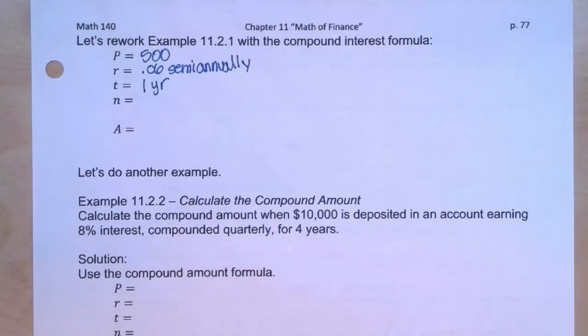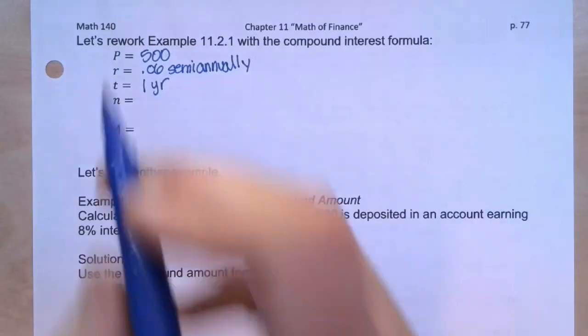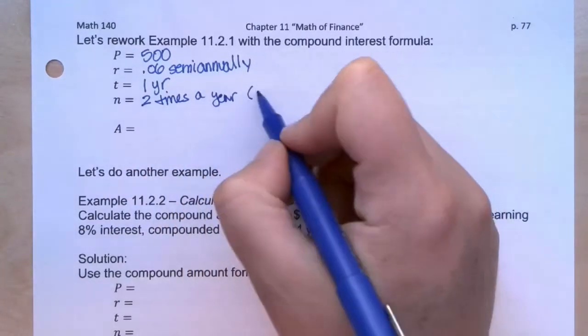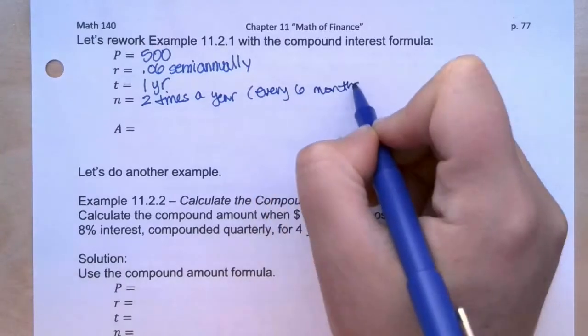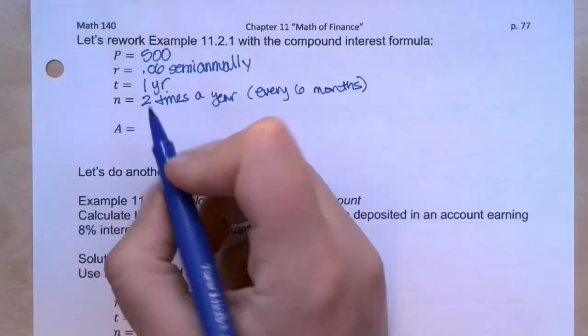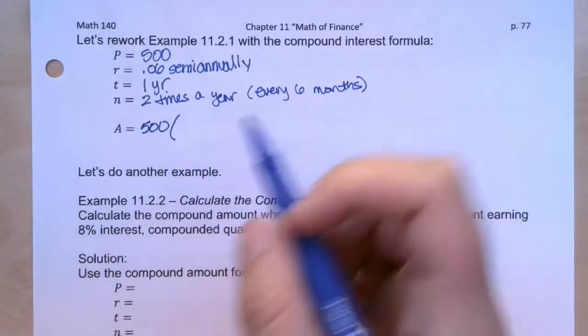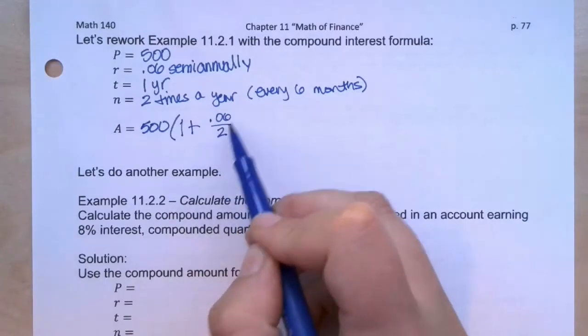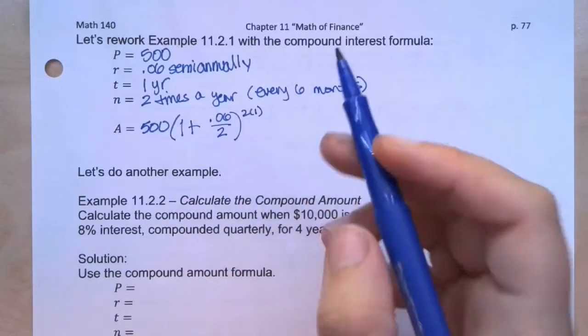We're going to work the same problem, 11.2.1, but this time we're going to use the compound interest formula. So P is going to be our initial amount, 500. R is still 0.06, again that's semi-annually. T here is in years, so it's 1, and then N would be 2 times a year, because it's every 6 months. So then when we plug this in for A, using our compound interest formula, we get 500 times 1 plus 0.06 over 2 to the 2 times 1.